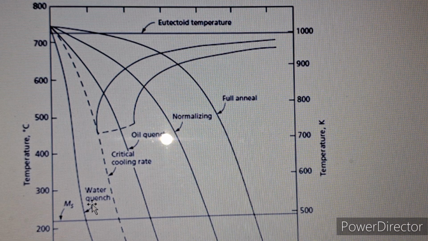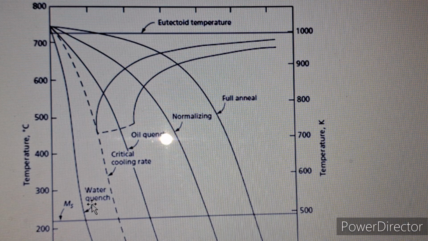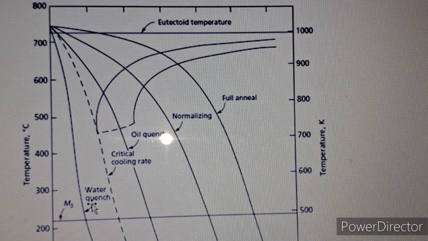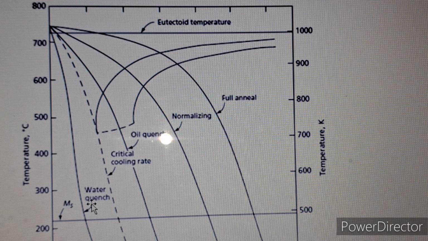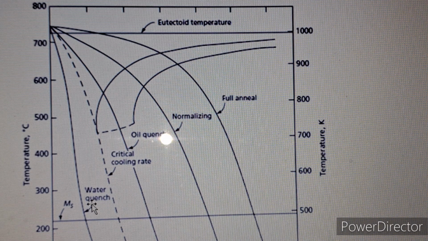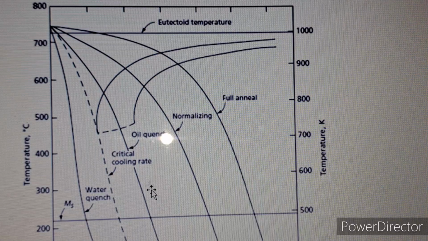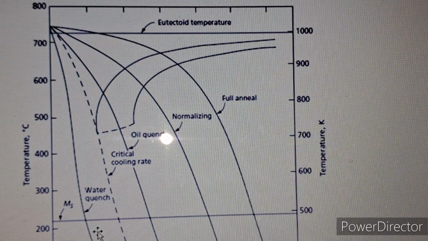So from this figure we see that when we do full annealing, we put the austenite in the furnace and bring the temperature down to room temperature, and it takes almost a day. In the second case, normalizing, we put the austenite in air, and now we get fine pearlite. The third one is oil quench, where we find martensite and pearlite. The fourth one is the water quench, where we find martensite.